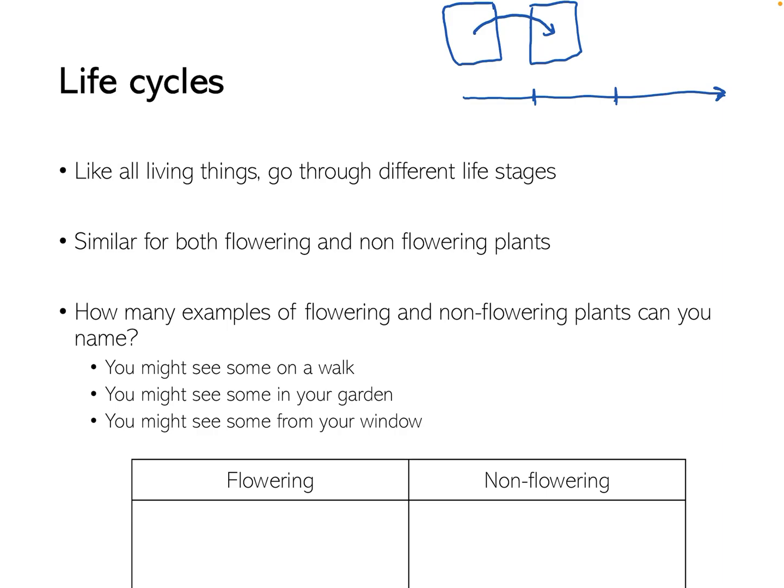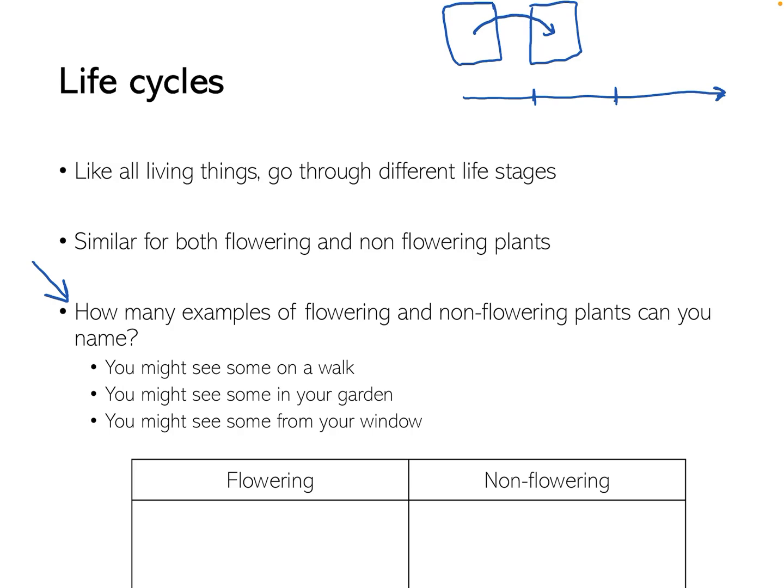Now the life cycle, as it suggests, indicates that there's going to be some form of repetition in it. In this, it's going to be the plant growing, then eventually dying, just before that reproducing, and then cycling around. Now it's not the same for flowering and non-flowering plants, but it's very similar. What I want you to do initially is just to have a think about how many examples of flowering and non-flowering plants you can name.